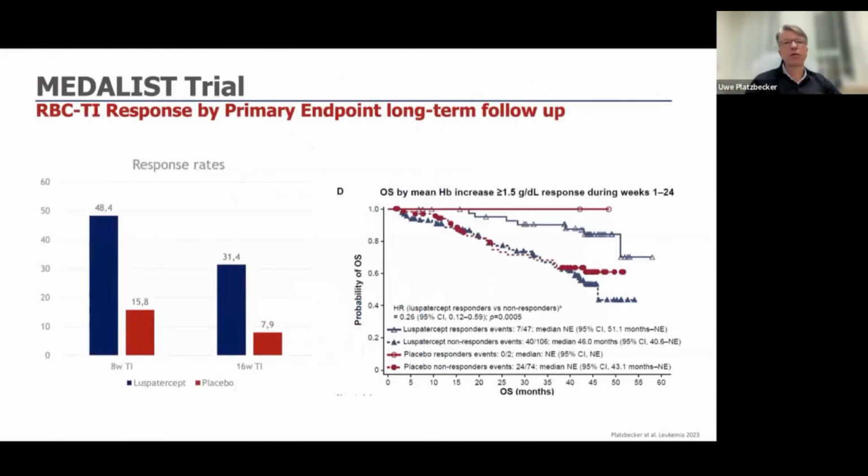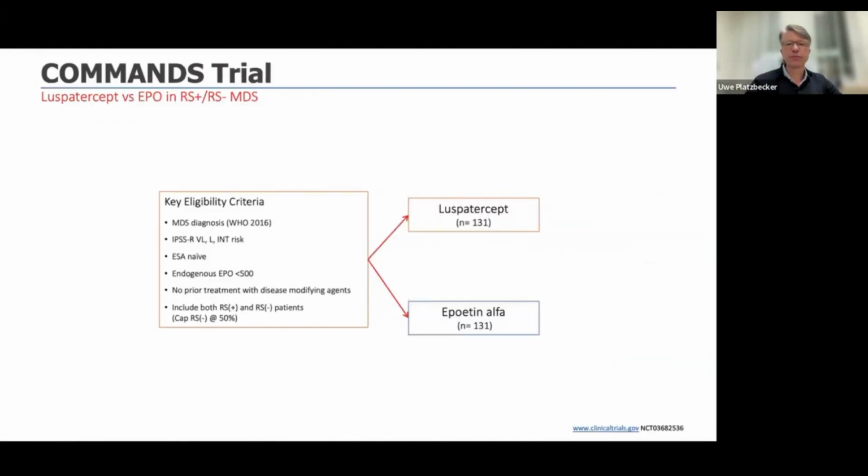With a longer follow-up also of the MEDALIST, you see that roughly 50% of the patients responded, and patients with a response and a concomitant increase also of hemoglobin levels had a better survival compared to patients not achieving a response.